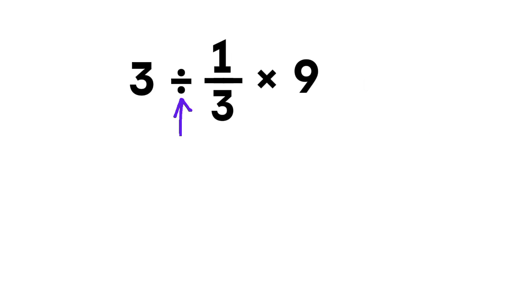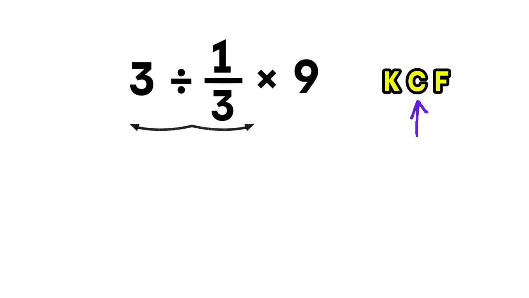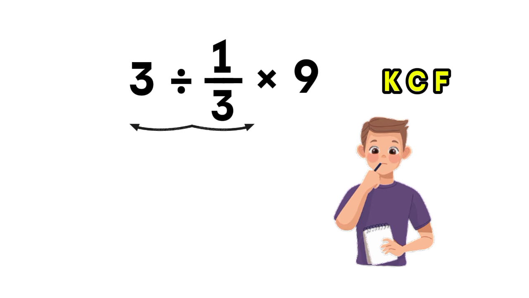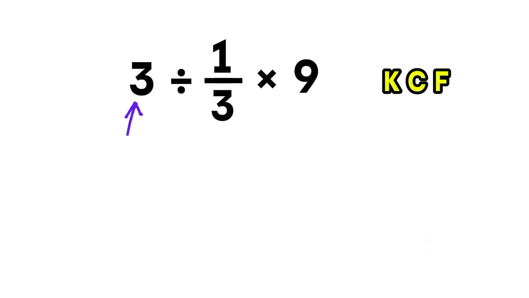So now, we look at the first part, 3 divided by 1 over 3. And here we use a very handy trick called the KCF rule. K stands for keep, C stands for change, and F stands for flip. Let me show you what that means. Keep means we keep the first fraction as it is. Change means we change the division sign into multiplication. And flip means we flip the second fraction upside down.